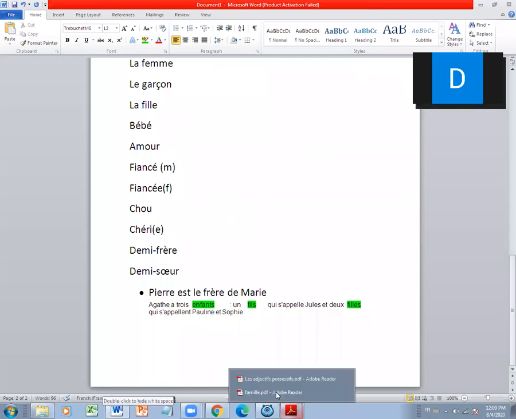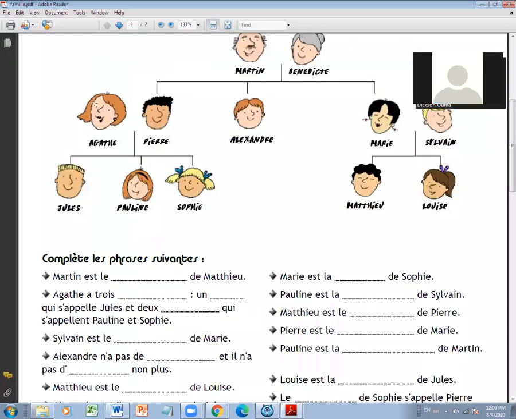So it's simply like the sentence is talking about Agathe has 3 children: a son who is called Jules, and then 2 daughters, Pauline and Sophie. So I've understood. It's basically just trying to understand this statement. For example, if I say Agathe s'appelle Pierre, you see, Pierre is the husband. So from that statement, you're understanding who is Pierre to Agathe.